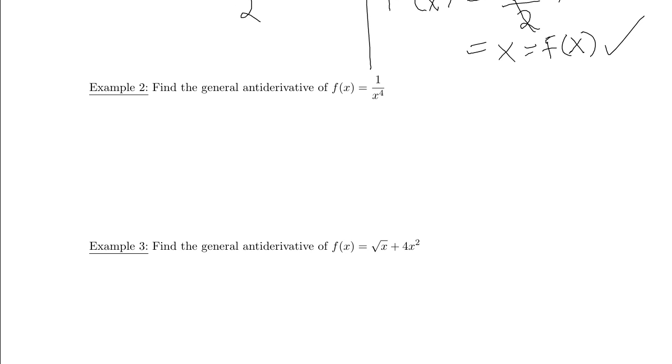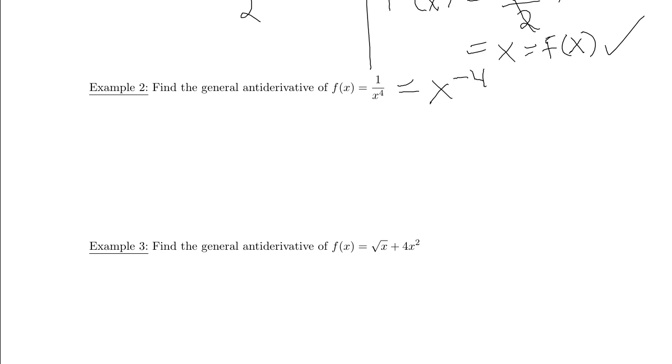Now in example 2, we want to find the general antiderivative of the function f of x is equal to 1 over x to the 4. Now if we remember, when we were taking derivatives of these types of functions, we first wanted to rewrite this as a power of x, because we can't really apply the power rule to it without having it written in power form. So actually, before I take the antiderivative, I want to rewrite this as x to the negative 4.